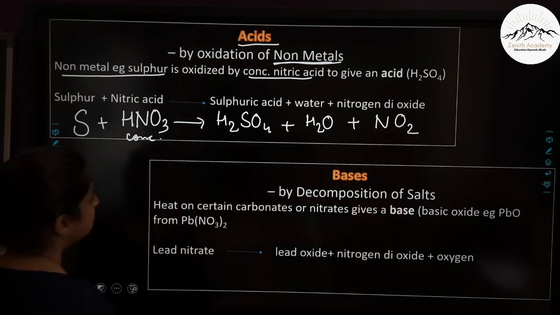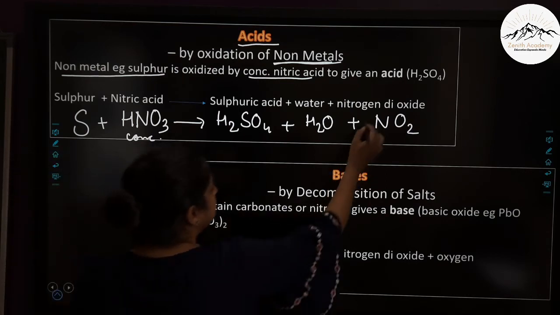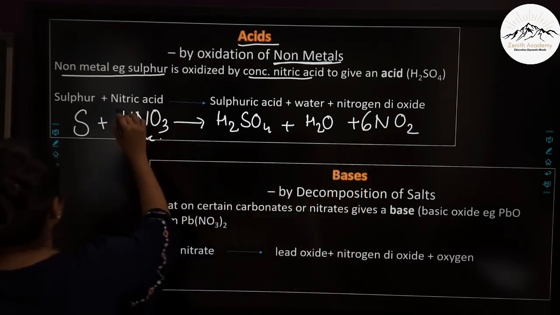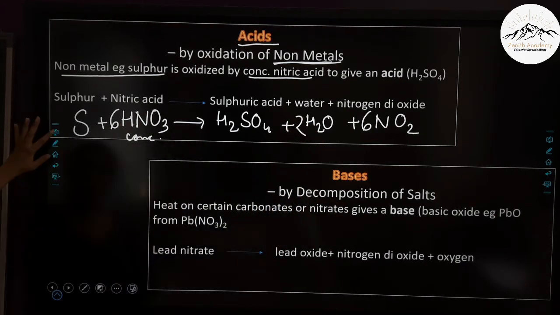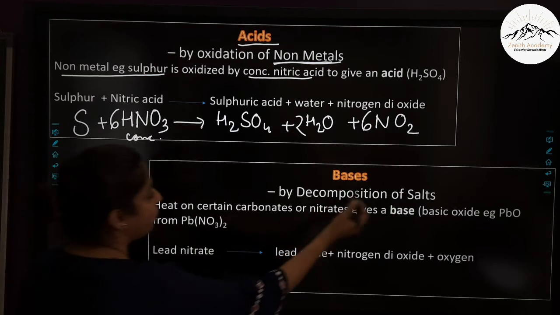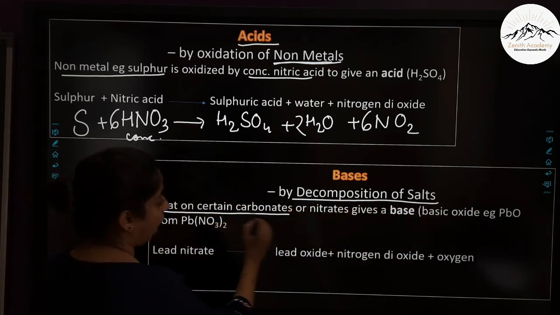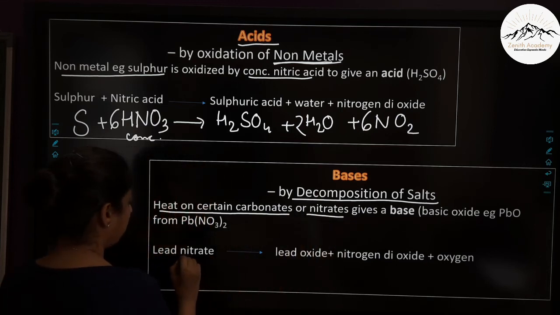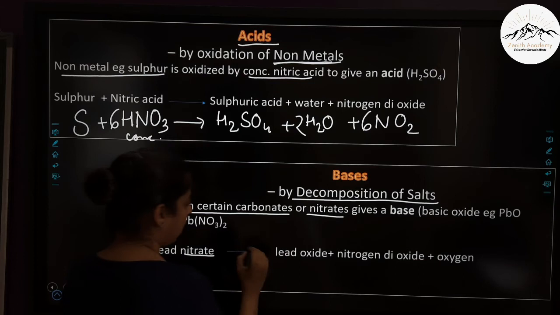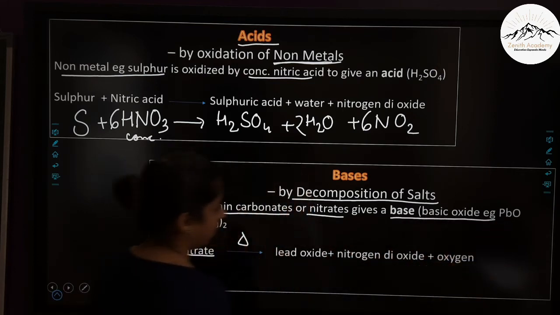Now just balance it. If you make 2 here, so 6 NO2, 6 HNO3, twice water. Now let's see how bases are formed by decomposition of salts. Heat on certain carbonates or nitrates. So whenever you take any nitrate or a carbonate and heat it, it gives a base, that is basic oxide.